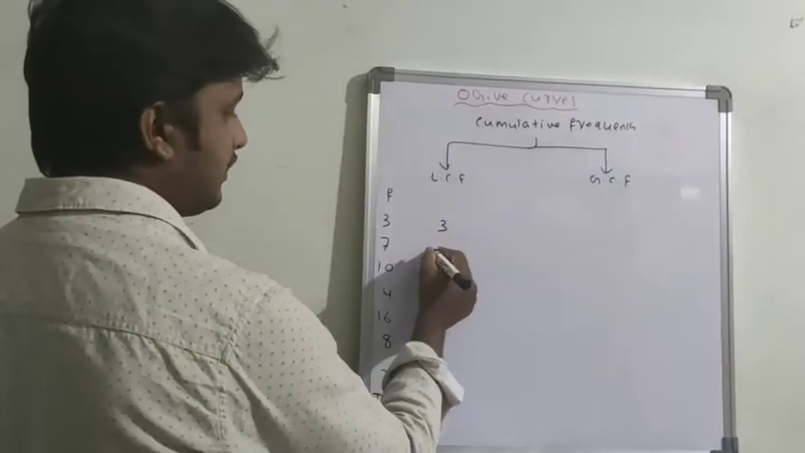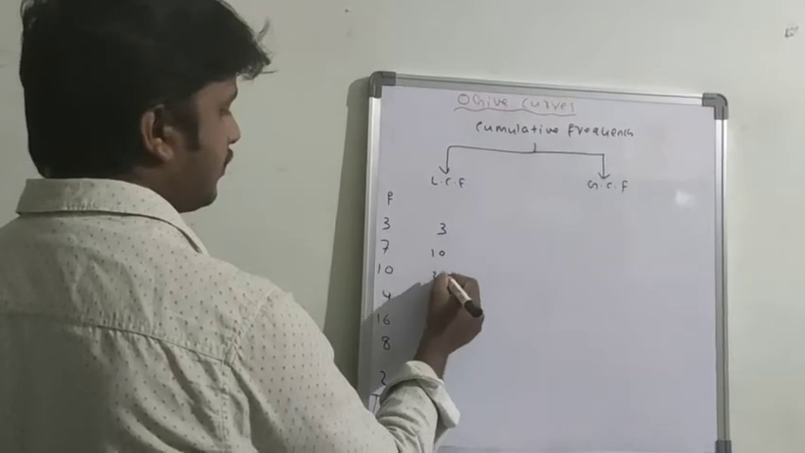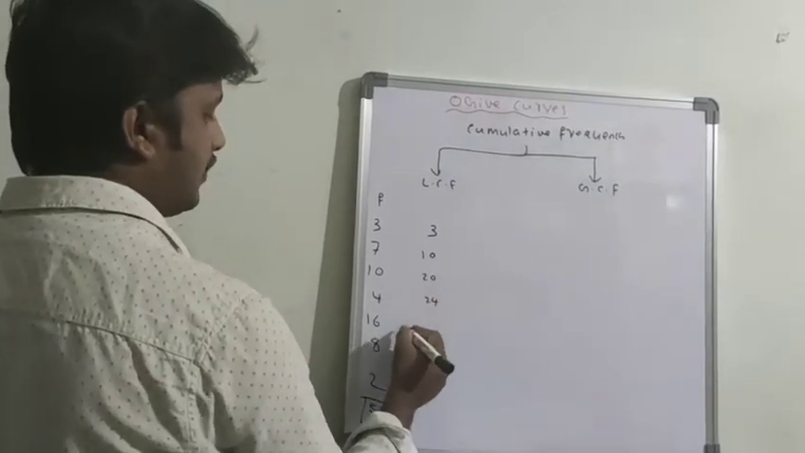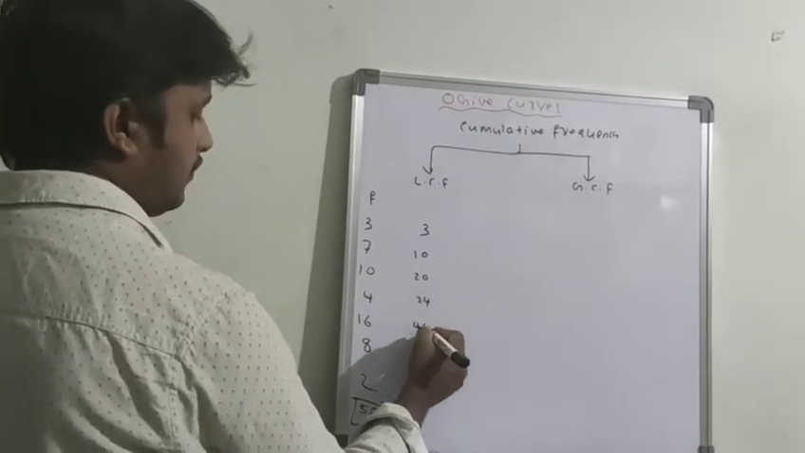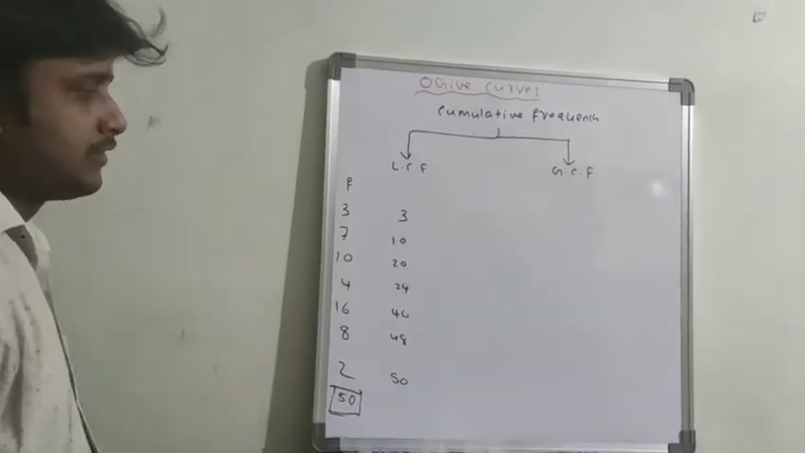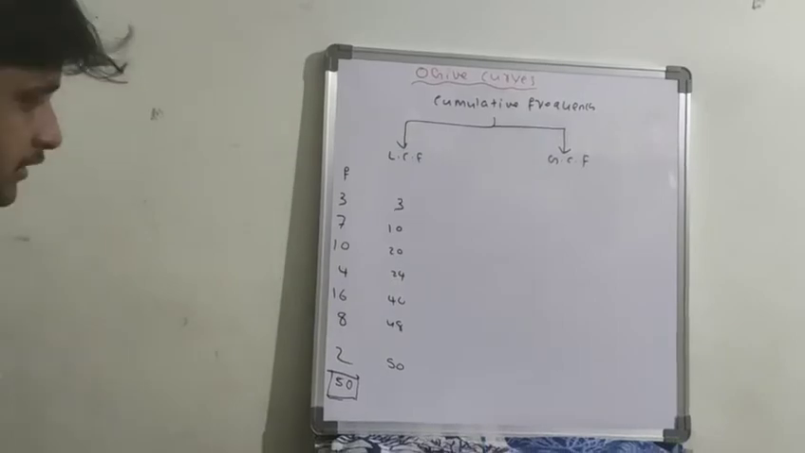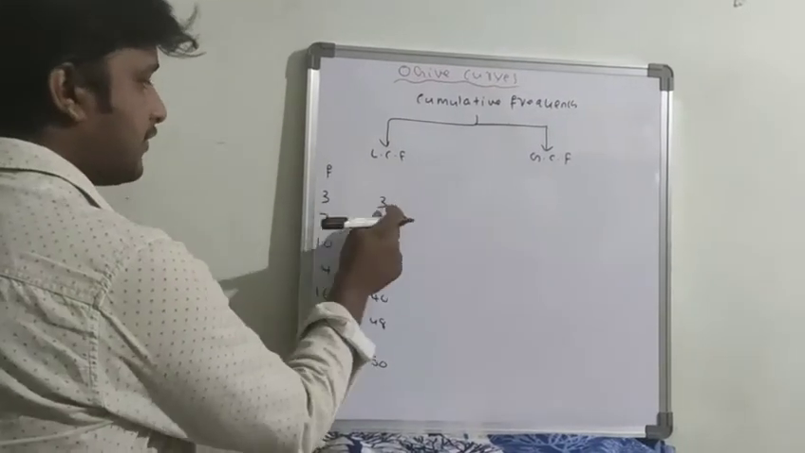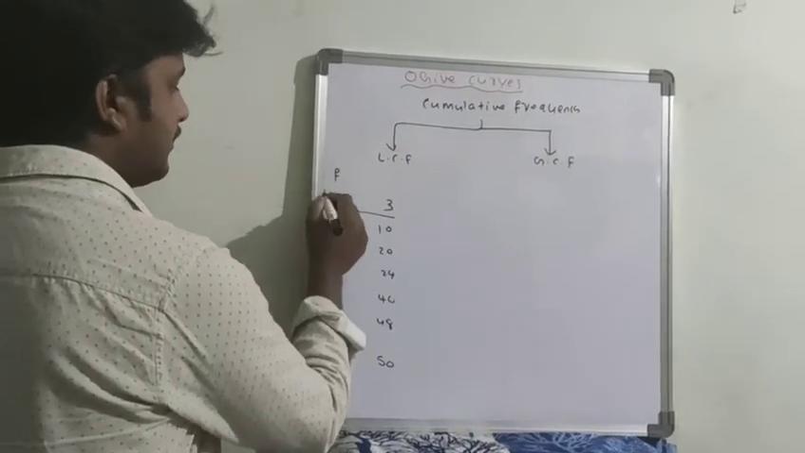So 3 plus 7, 10, 10 plus 10, 20, 20 plus 4, 24, 24 plus 16, 40, 40 plus 8, 48, 48 plus 2, 50. These are the less than cumulative frequencies. In ascending order, the first observation in frequency and less than cumulative frequency are the same.